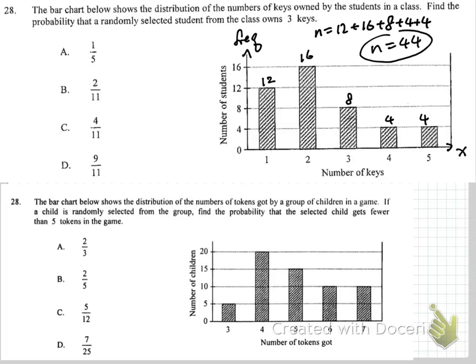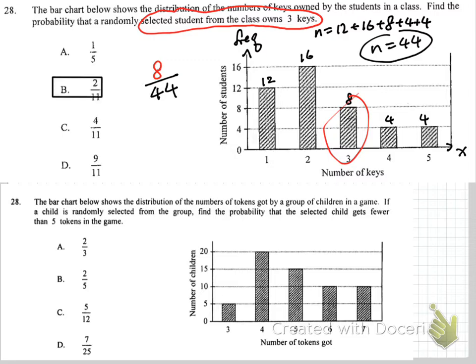So let's look at the favorable outcomes. We want to select students who own 3 keys. So the favorable outcome will be this bar. All these 8 students are the favorable outcomes. So it is 8 divided by the total frequency, 44. After cancellation, it goes to 2 over 11. This is the answer. Once again, favorable outcome divided by total outcome. Favorable outcome will be those that meet the requirement, and total outcome will be the sum of all the frequencies.